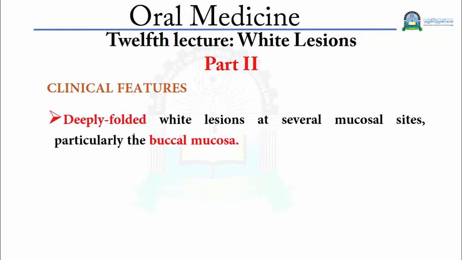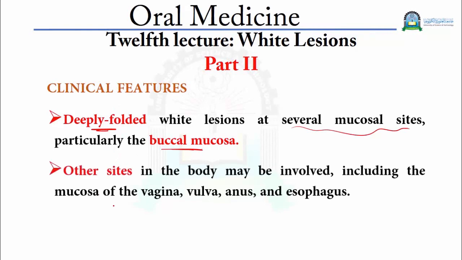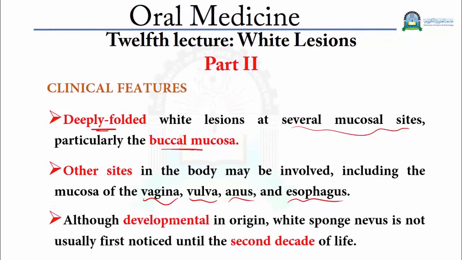Clinically, we will find deeply folded white lesions at several mucosal sites, so it is widespread, particularly in the buccal mucosa, the most common site. Other sites in the body may be involved, including the mucosa of the vagina and vulva, the anus, and the esophageal mucosa. It is developmental in origin, and you can't find it until the second decade of the patient's life.